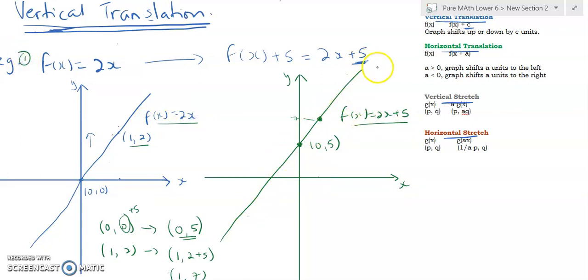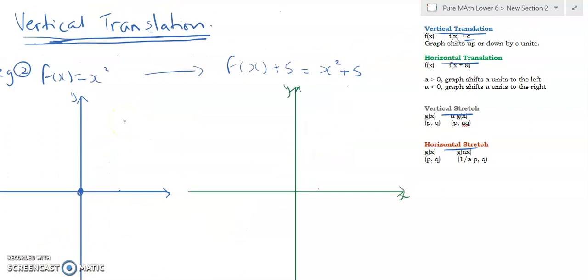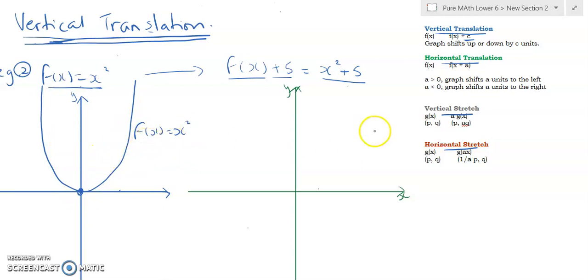Moving on, same vertical translation, but I'm going to do a second example. Example 2 is if I had f(x) = x squared and I wanted to change it to f(x) + 5, so it becomes x squared plus 5. This is my original graph, and this is my modified graph. The x squared graph would look something like this. I'm trying as best as possible to make it symmetrical. For x squared plus 5, one point on the original will be (0, 0), and so on. This will simply shift up by 5 units, so it will go like this.